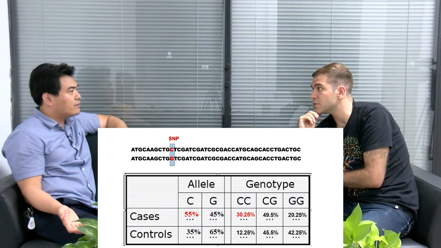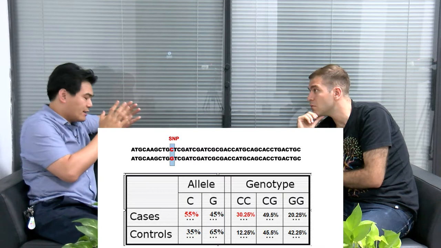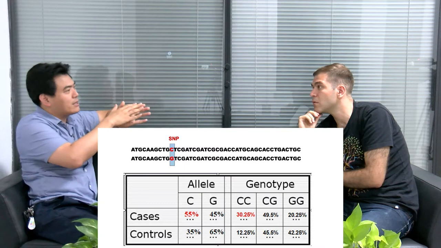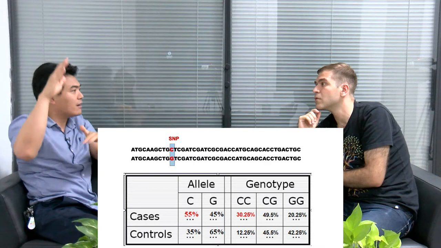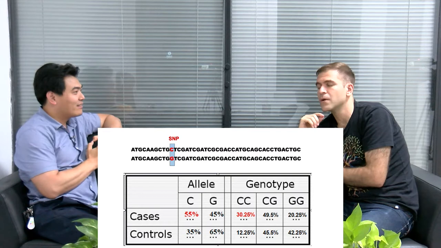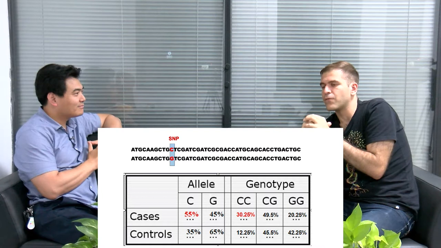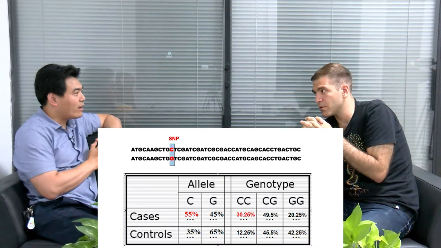Interesting. The SNP didn't mean that it didn't exist in controls. It did exist in controls, but the frequency is much lower. Right. So the allele frequency difference in the lupus was higher, and lower in the control that didn't have lupus.